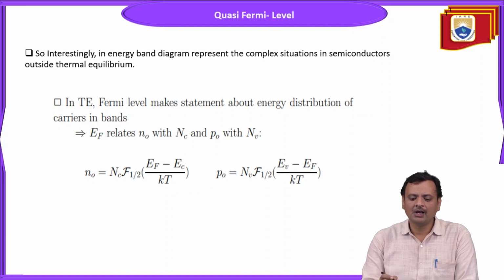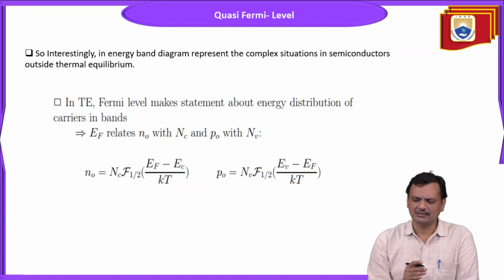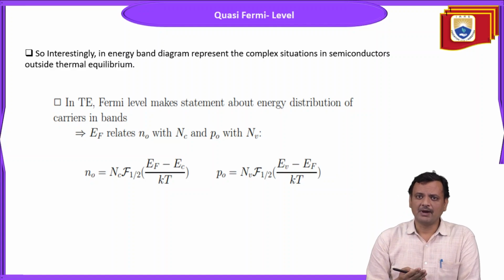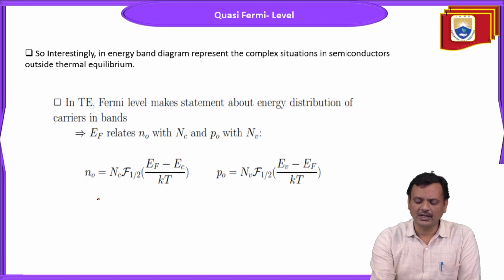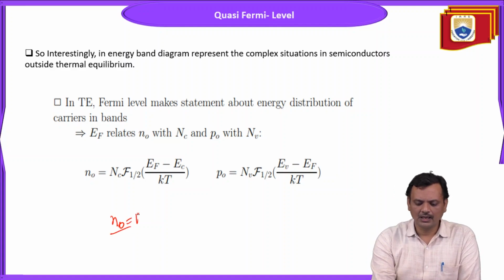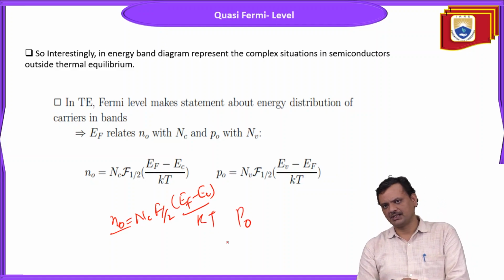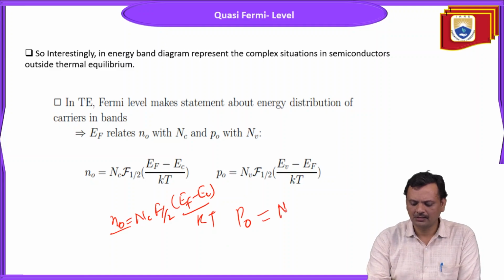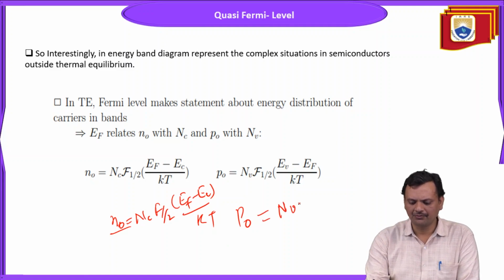In thermal equilibrium, the Fermi level makes a statement about the energy distribution of carriers in the bands. Based on that, you can write the carrier concentration. Let's suppose n0 is the electron concentration. So n0 will be equal to NC F of half, (EF minus EC) upon KT. And let's suppose p0 represents the hole concentration. So p0 can be written as NV F of half, (EV minus EF) upon KT.